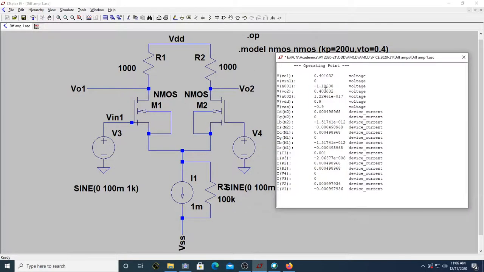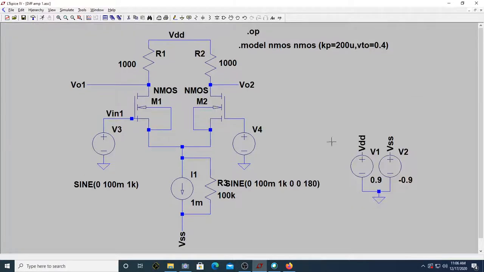What is V01? There is hardly any change. It is almost at 0.4. V02 is almost at 0.4. See the current. Current is almost 500 microampere. Can you see it is 498 microampere, which is very close to 500 microampere.